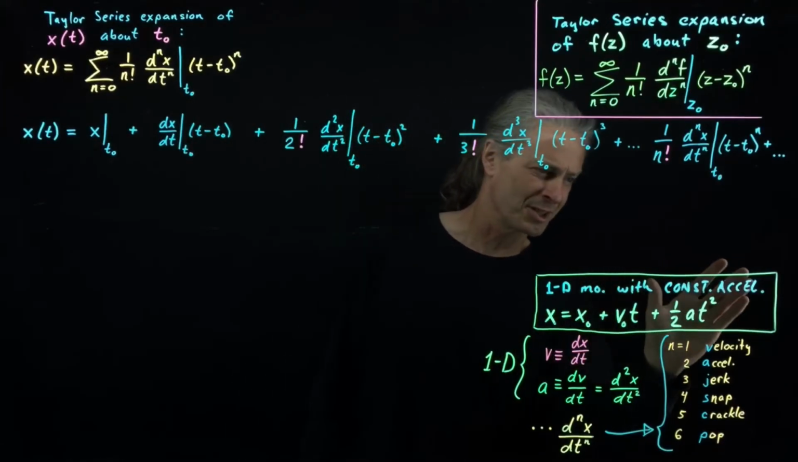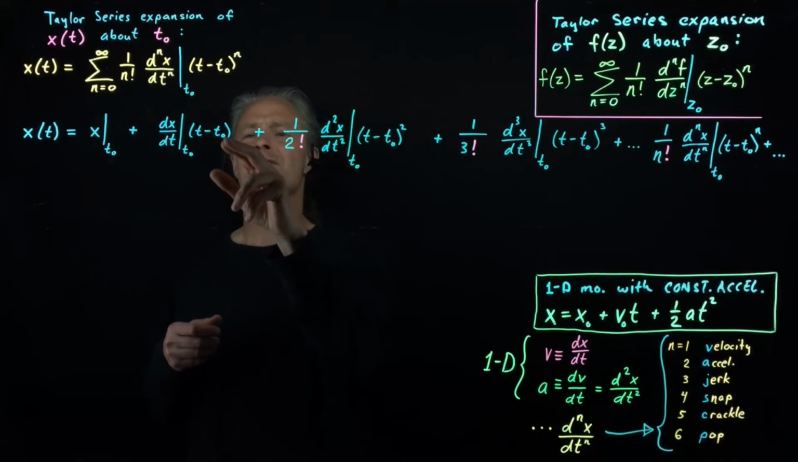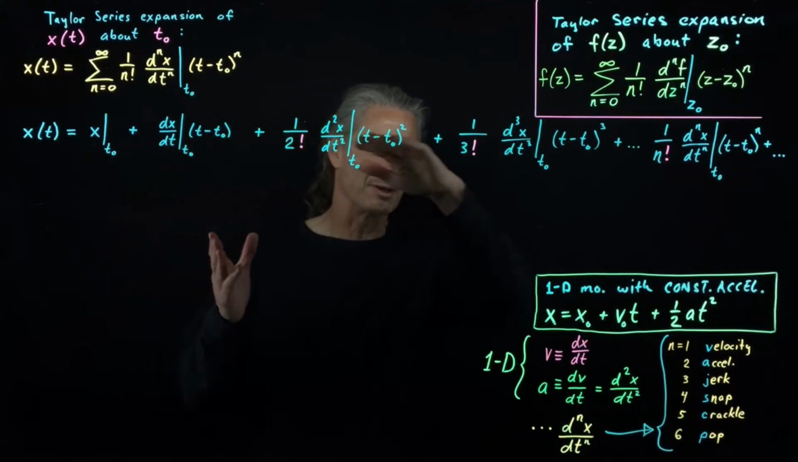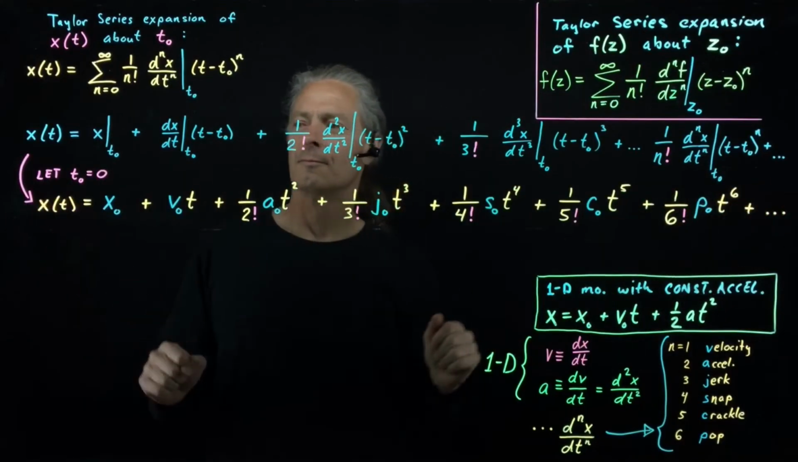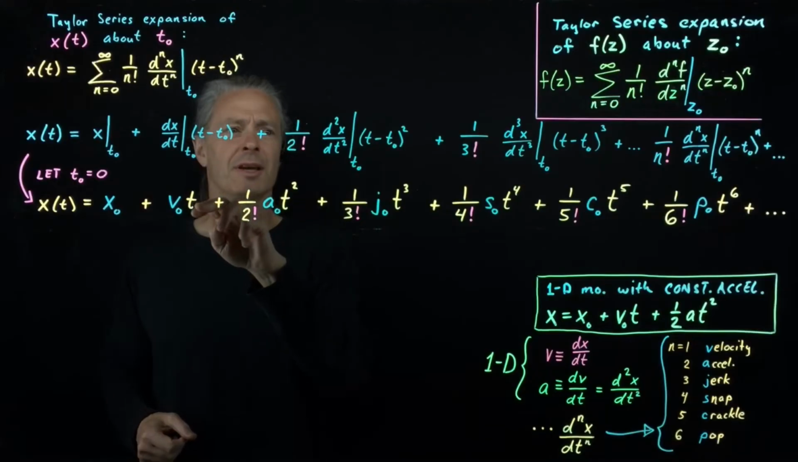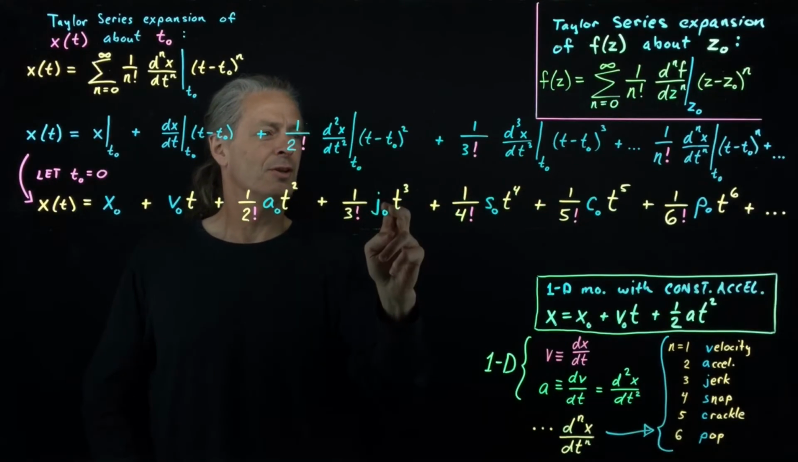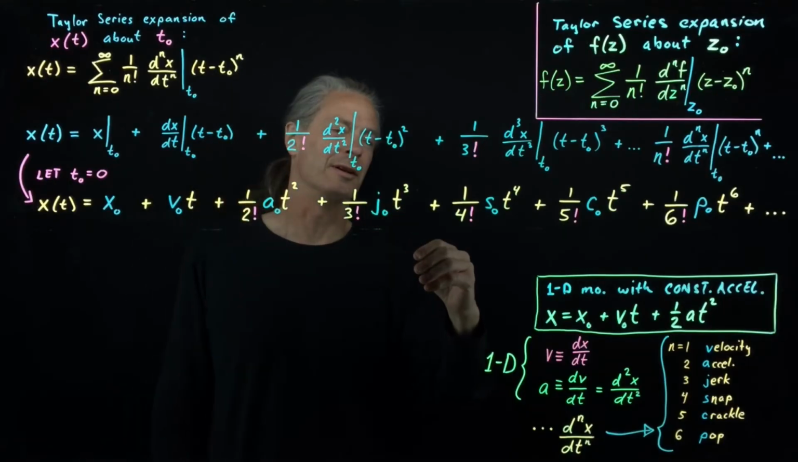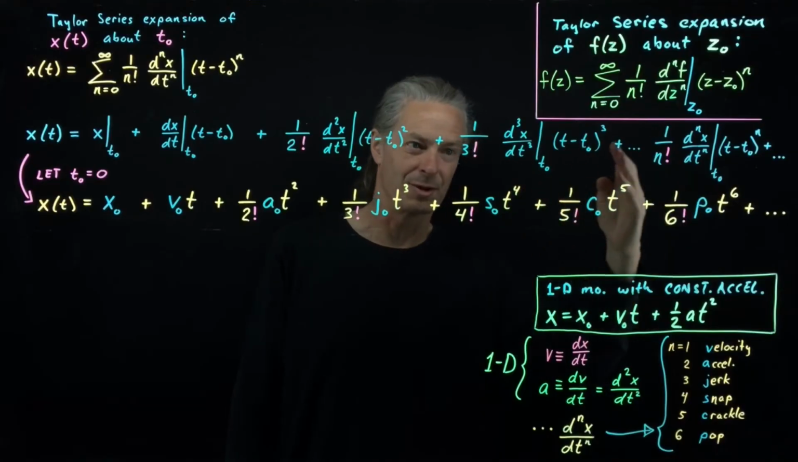Before applying the constant acceleration condition, let's simplify things by letting t sub 0 equal 0, and then let's rewrite this equation right here. With t sub 0 equal to 0, this becomes t, this becomes t squared, this becomes t cubed, and then I now have room to write out the t to the fourth, t to the fifth, and t to the sixth terms of this expansion.